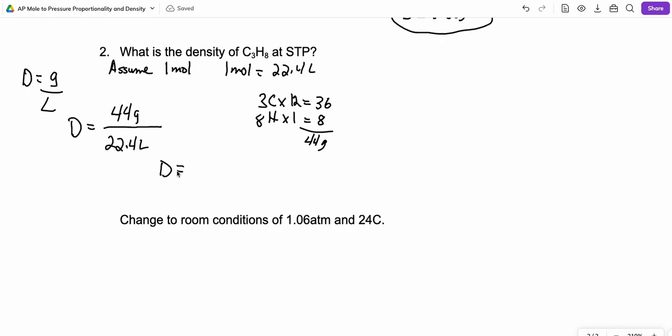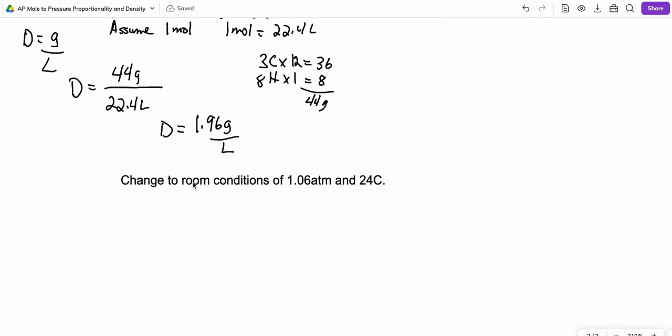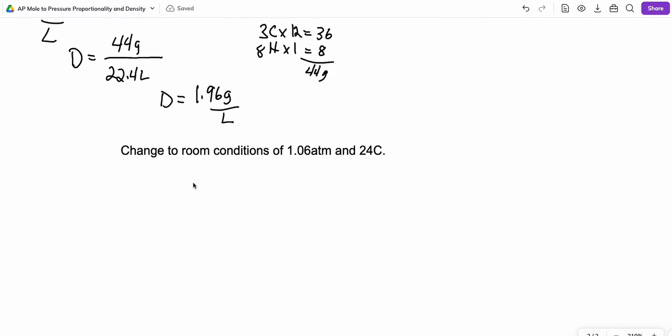So the density is equal to 44 divided by 22.4, which I believe is 1.96 grams per liter. Now, I could change that density to room conditions by just using the ideal gas law. I'm still going to do the density formula, the grams over the liters. But if I assume 1 mole, the grams isn't going to change. That's still going to be 44 grams. All right, but I got to divide that by the new liters.